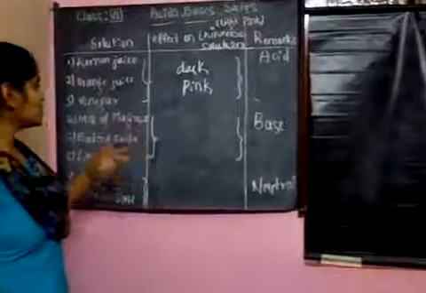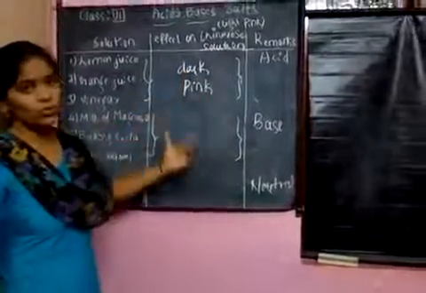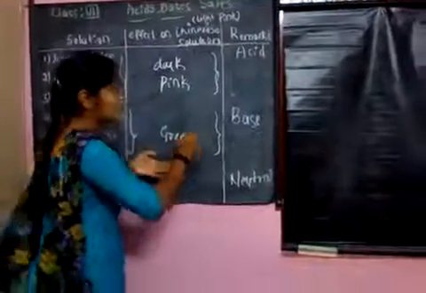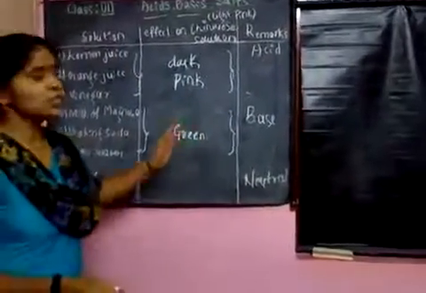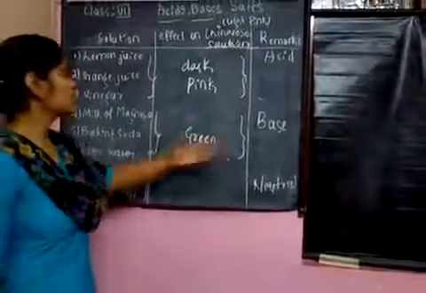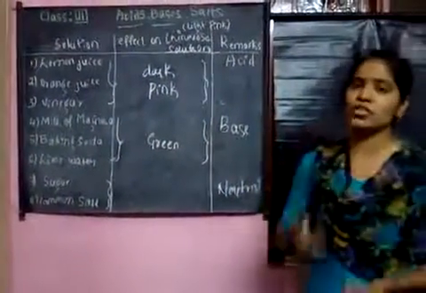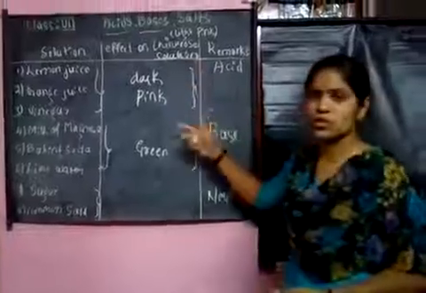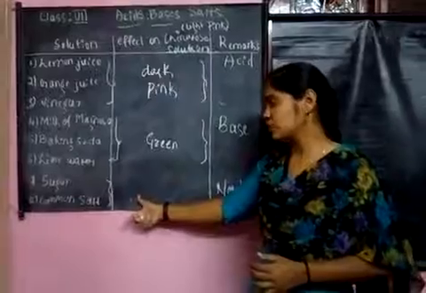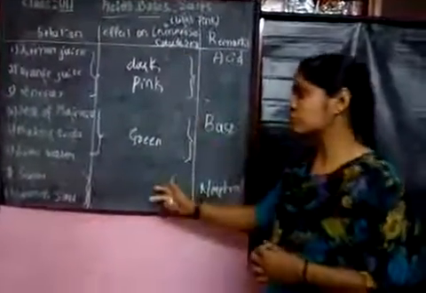If the materials are rich in basicity, then they will change the China rose solution into which color? Green color. The light pink of the China rose solution changes to green, then we say that the material is rich in basicity. If there is no change in the color of the China rose solution, it remains the same, then we say that it is neutral. Here the neutral materials will not change their color, meaning the China rose solution remains as it is.